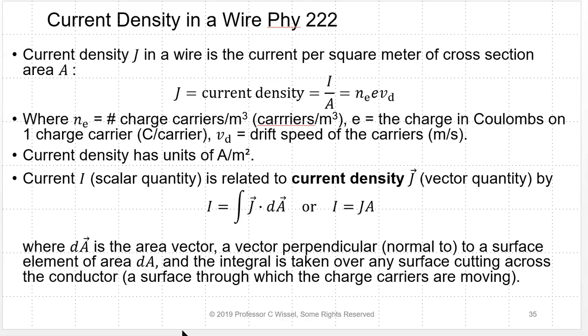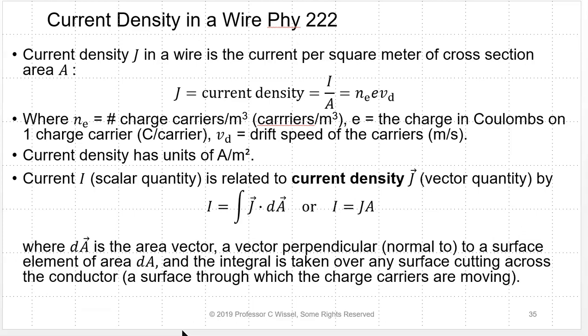The current density J in a wire is the current per square meter of cross-sectional area A. So J equals current density equals I over A equals n_e times e times v_d. I, of course, is the current in amps, A is the cross-sectional area in square meters. n_e is the number of charge carriers per cubic meter, that is carriers per cubic meter. e is the charge in coulombs on one charge carrier, that is coulombs per carrier. v_d is the drift speed of the carriers in meters per second. The current density, as you can see from these units, has units of amps per square meter.